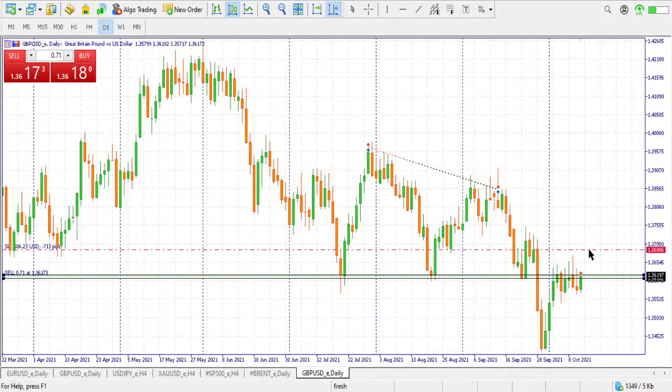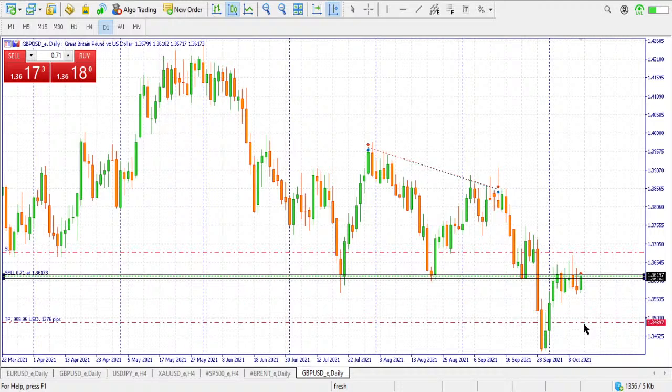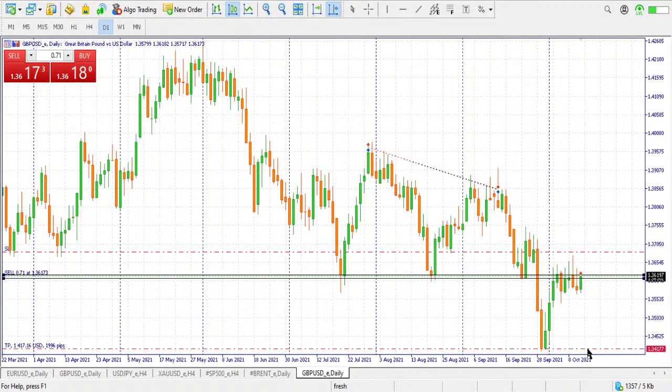Have your stop loss above this point. Have your stop loss above this level here, and then have your take profit here. So technically you want to sell it within this range where the price is now. Have your stop loss above this point here, and then you have your take profit at this level here.